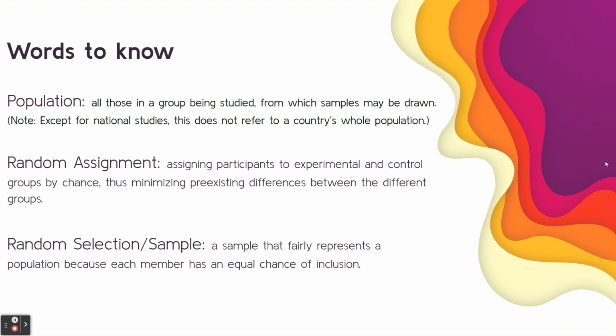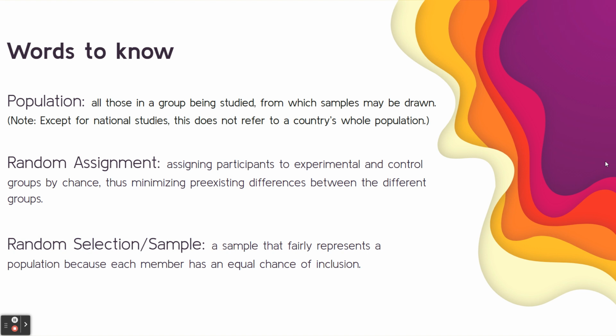You cannot say it's the population of all students in the state of Michigan or all students across the United States. Random assignment says assigning participants to experimental and control groups by chance, thus minimizing pre-existing differences between the groups. So if you are participating in a study, you are randomly assigned to an experimental or control group. You do not get preferential treatment one way or the other.